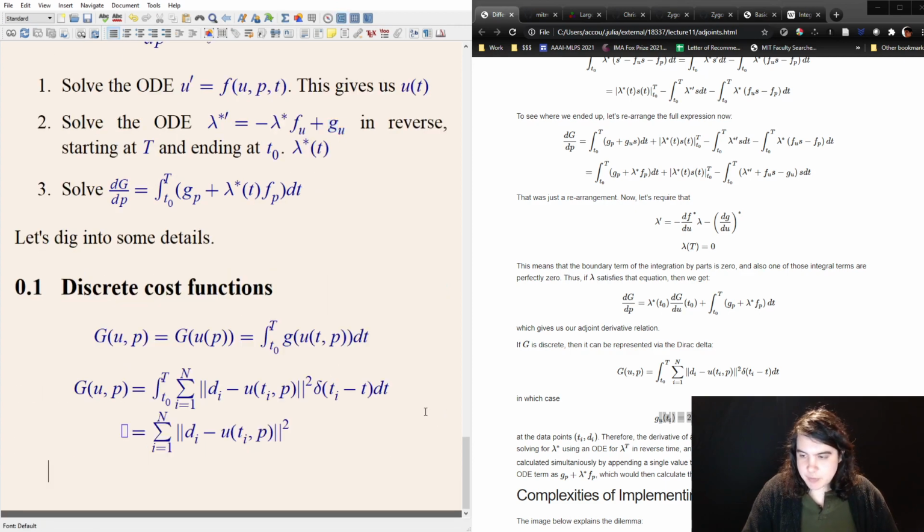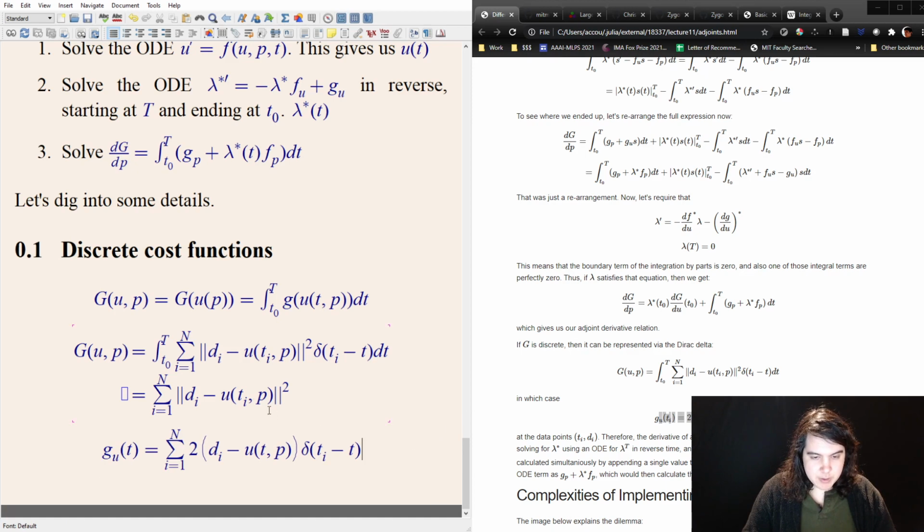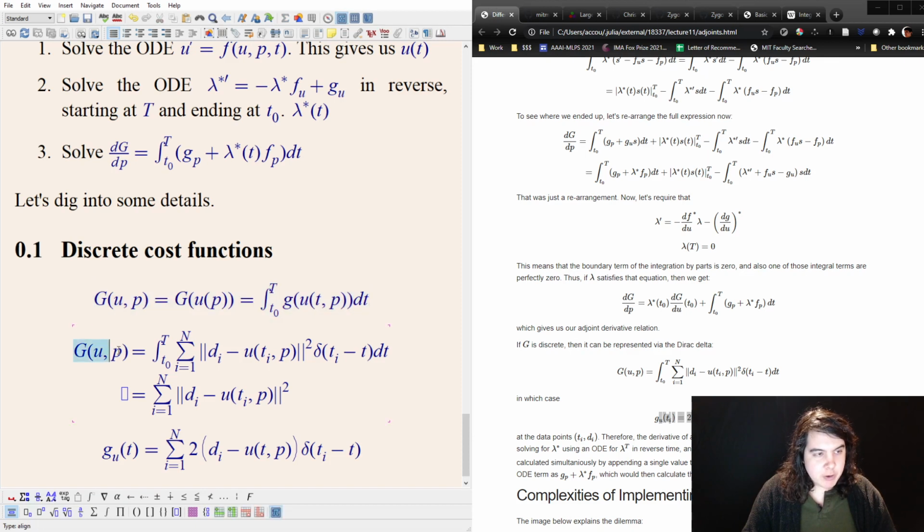What does that mean? So what is g sub u of t? Well, g sub u of t is going to be 2, right? The data minus u of t, times delta of t sub i minus t, right? The sum of this at each of your deltas. Right, so remember that capital G is the integral of little g, and if we're evaluating our cost function at specific points in time, then we have a delta function, and so the derivative of the integrand with respect to u is going to be this, and you have to keep that delta function there, right?